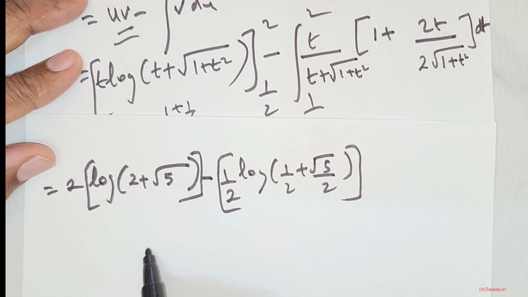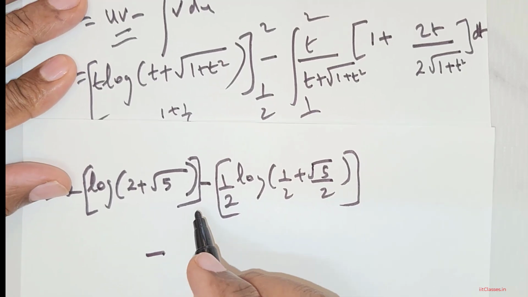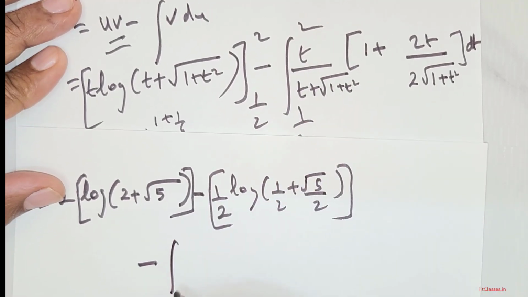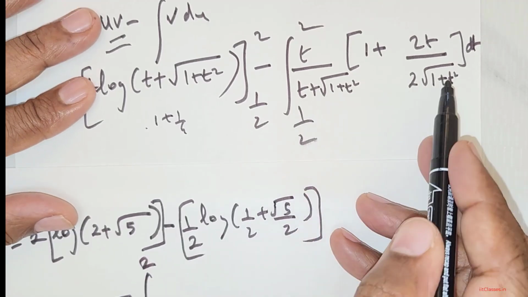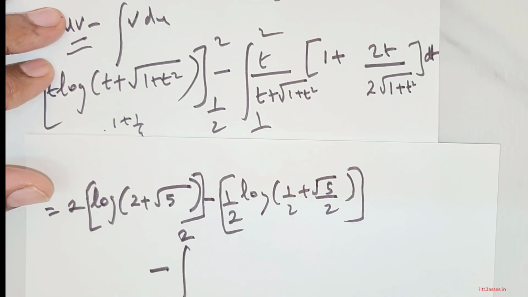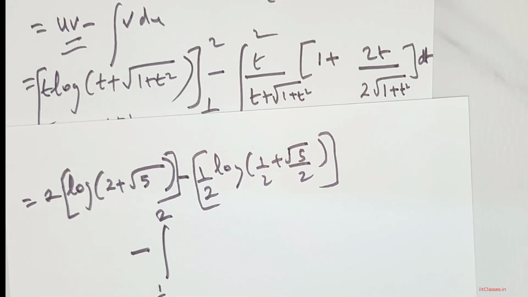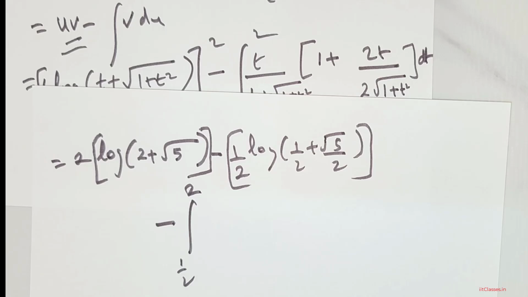Now this is followed by negative integral 1 over 2 to 2. Now you can simplify this quantity, right? So if you were to simplify, let me show you the simplification.